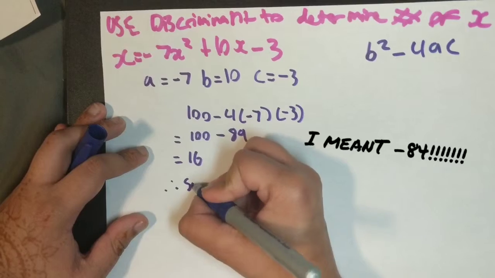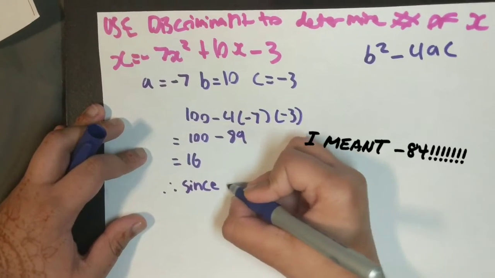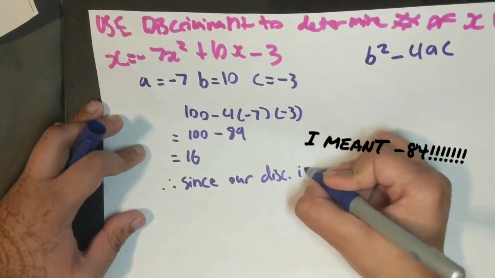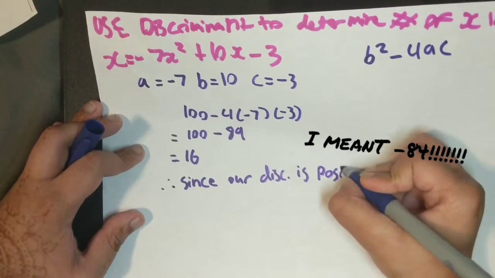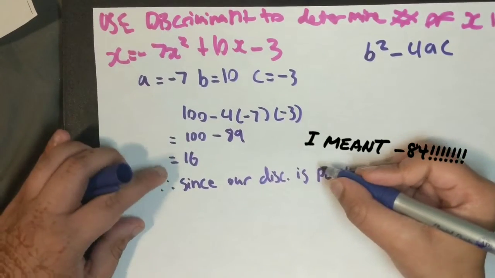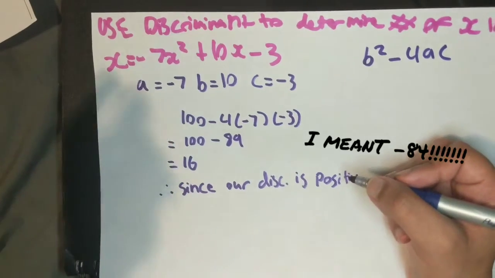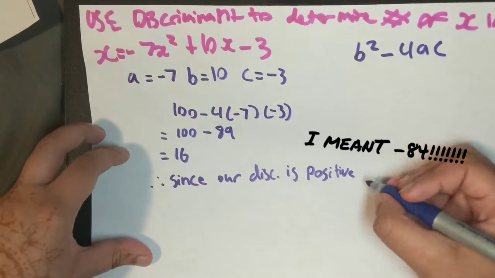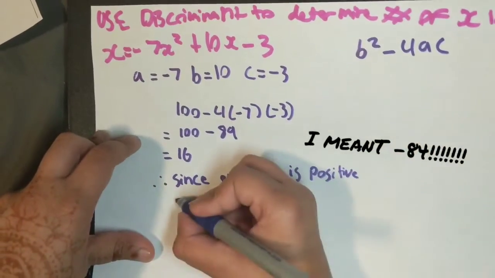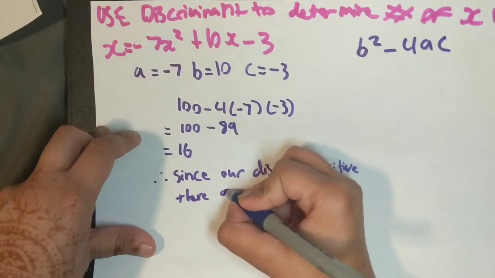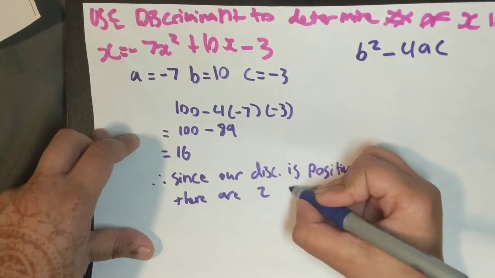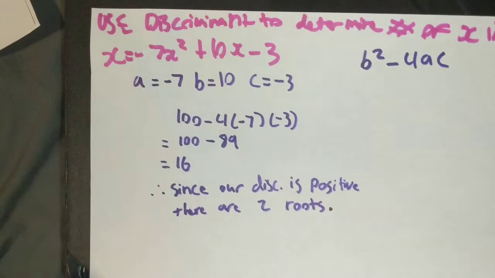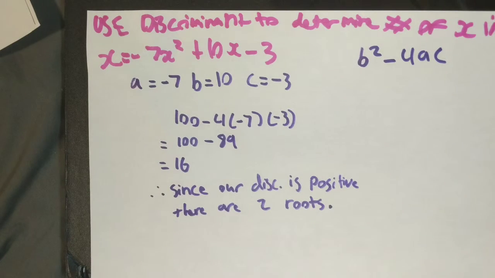So we always begin with since our discriminant is positive. It's not really the number that matters, it's just the sign, whether it was positive, negative, or 0. So since our discriminant is positive, there are a total of 2 roots, or x-intercepts, whatever you want to call them. Okay, yay, we are finished.